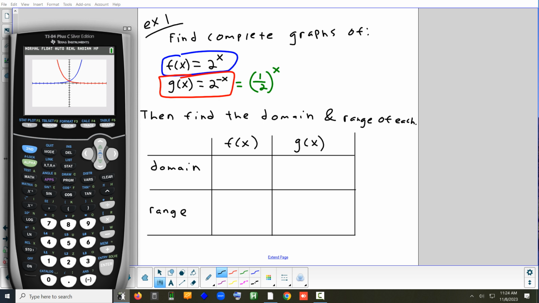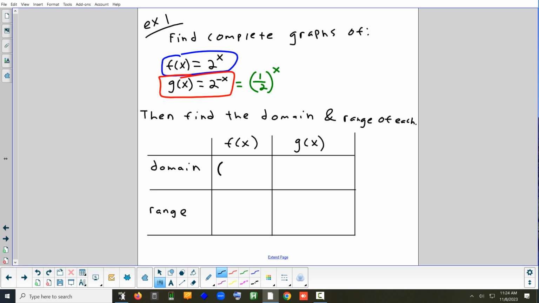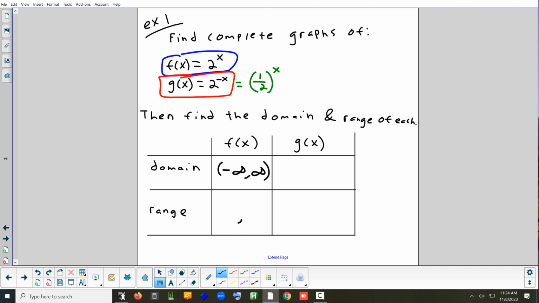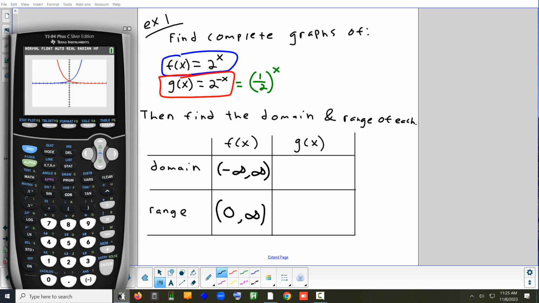Yeah, the graph is going to go left and right forever. It starts to go up quite a bit, but it does still go to the right as it goes up. So the domain for the blue one is all real numbers. How about the range for the blue one? Yep. The range is going to go from 0 to infinity, but it's never going to touch 0. Right. It's going to go from 0 to infinity, and it never reaches either 0 or infinity.